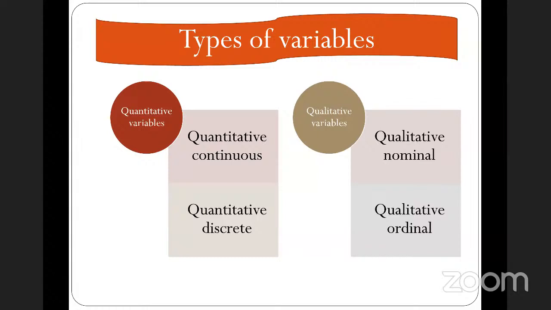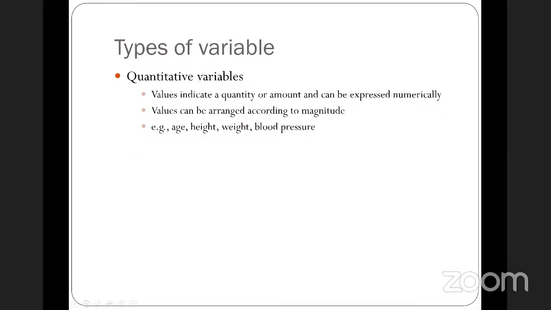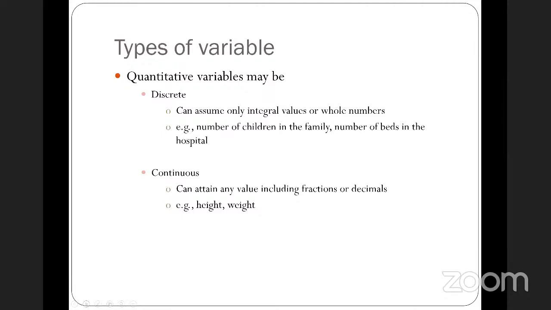So as mentioned, there are types of variable. The qualitative categories are simply used to distinguish one group from another. Numerical representation is used for labeling and not for comparison. As to your quantitative variables, they indicate a quantity, can be expressed numerically, and can be arranged according to magnitude. So it can either be discrete, integral values or whole numbers, or continuous, including fractions or decimals.